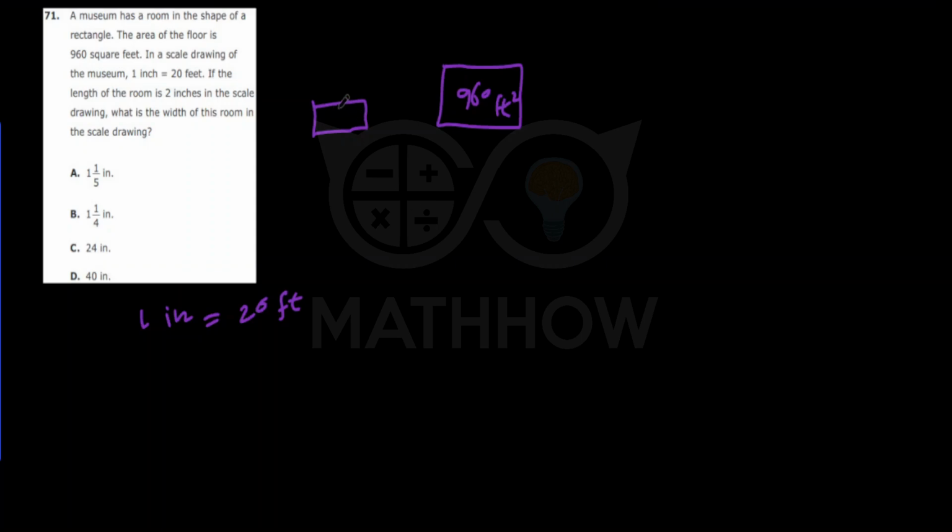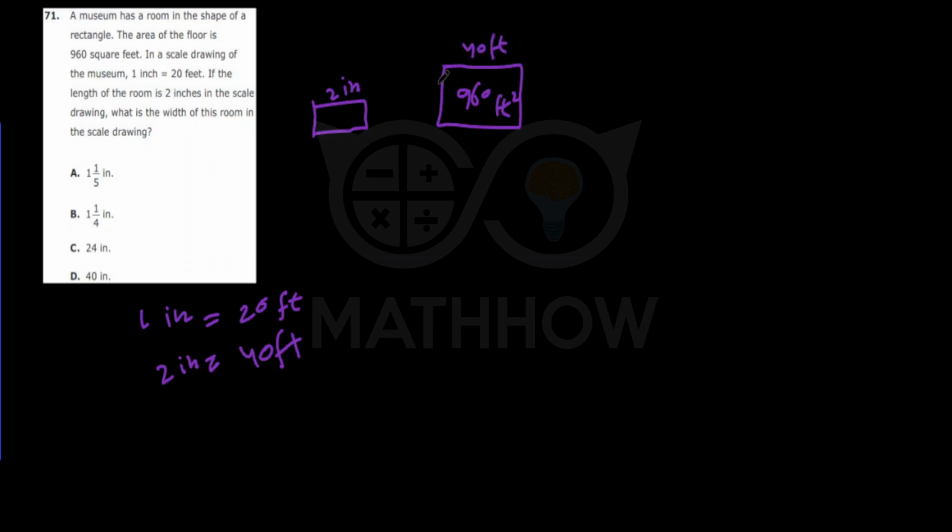The length is 2 inches in the scale drawing. The scale factor is 1 inch equal to 20 feet. To find the actual length, multiply this by 2 on both sides. This will become 2 inches equal to 40 feet. So that means 2 inches on the scale drawing corresponds to 40 feet of the actual room. So the actual room has a length of 40 feet.